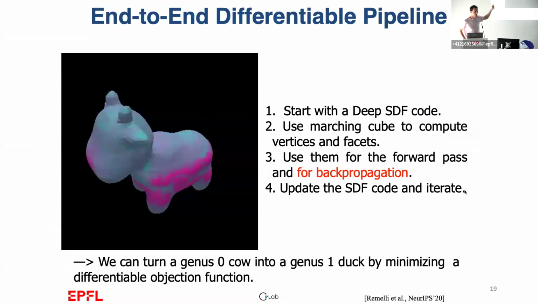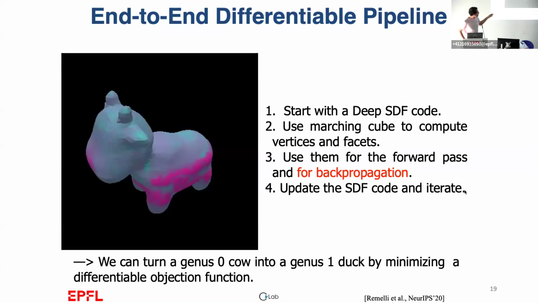The DeepSDF code is just that latent code that I showed in the autodecoder earlier. Use marching cubes to compute the mesh out of it. And then you compute whatever you need on this mesh in a differentiable way. And then you backpropagate all the gradients to the latent code so that you can optimize the latent code for something that you need.